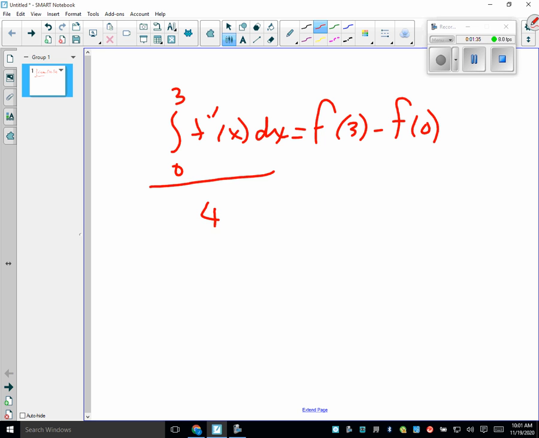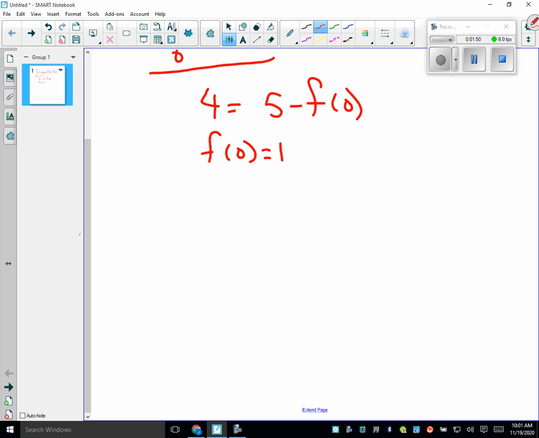So does 4 equal 5 minus F of 0? So what is F of 0 going to be? 1. Right?